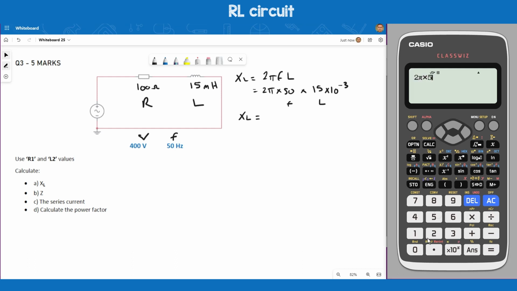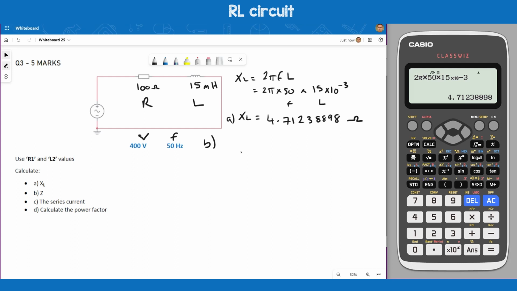2 pi times 50 times 15 milli, 15 times 10 to the minus 3 Henry. And don't confuse milli and micro. Milli is 10 to the minus 3, micro is 10 to the minus 6. So the amount of ohms of reactance that this inductor has is 4.71238898 ohms. You will be asked to round to a certain number of decimal places, but because we're going to use this value next, I'm not going to round it for now. That's part A.